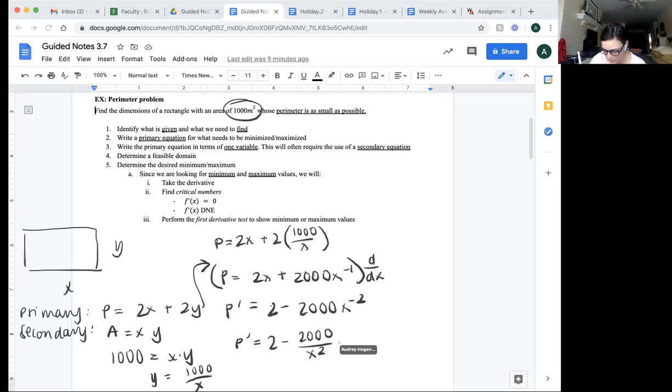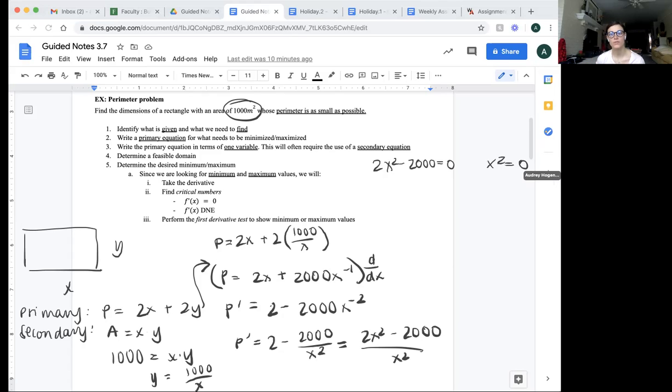And then I'm going to rewrite that with a common denominator. So I'm going to have 2x squared minus 2,000 divided by x squared. Okay. And now I want to find my critical numbers. So what I'm going to do for that is, again, where my derivative doesn't exist or is equal to 0. Since our derivative is a fraction, we know that we can set the numerator equal to 0. So 2x squared minus 2,000 equals 0 to find out where our function is equal to 0. And our denominator equal to 0, x squared equals 0, to find out where our function doesn't exist.